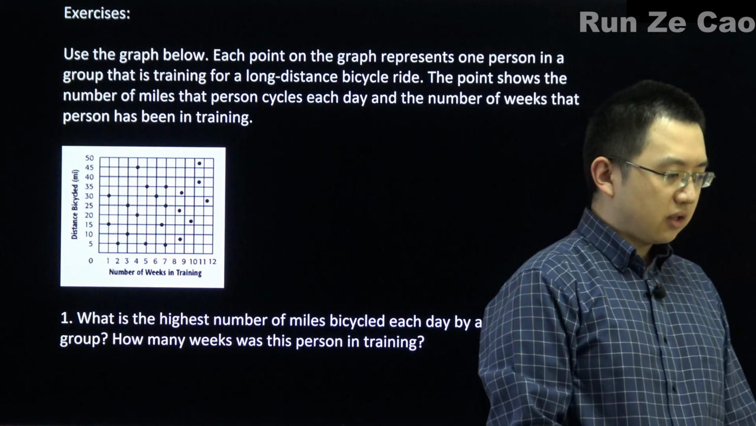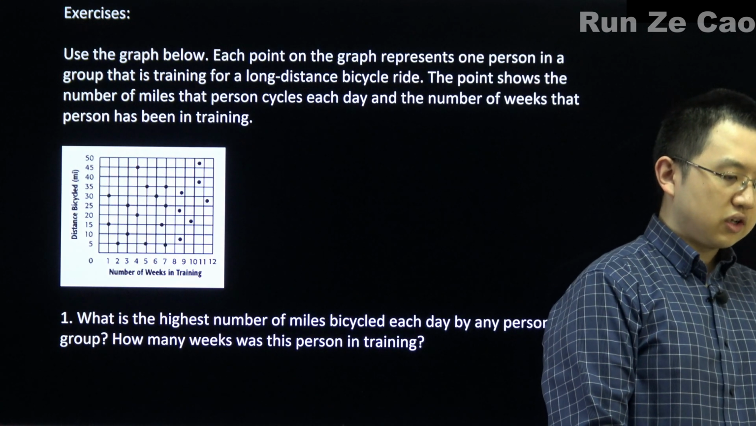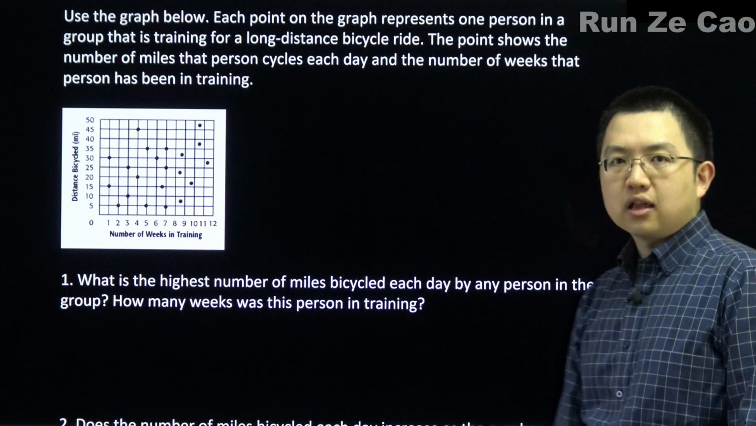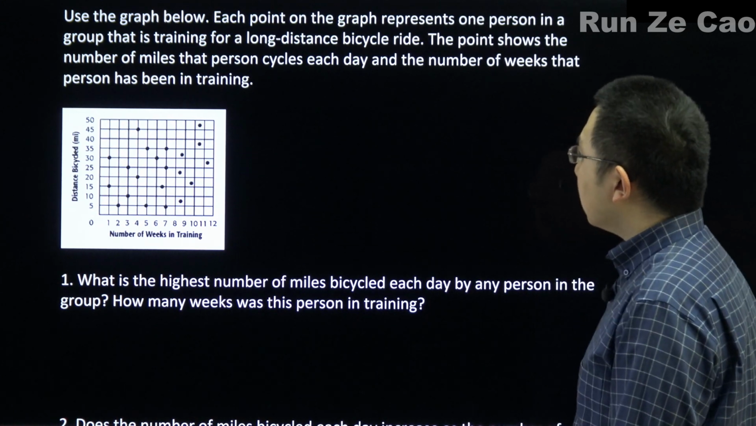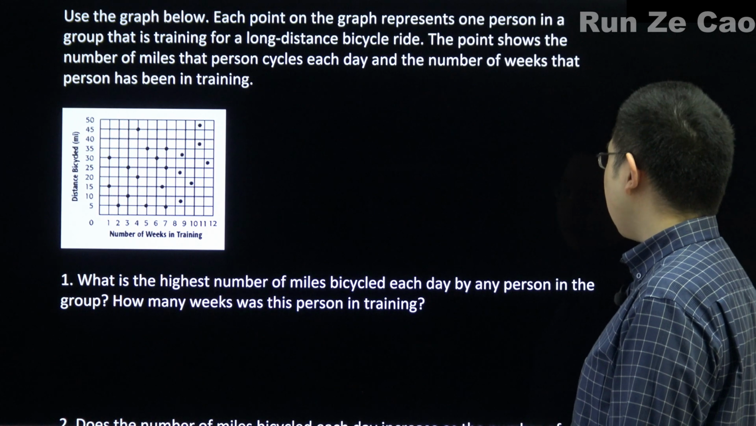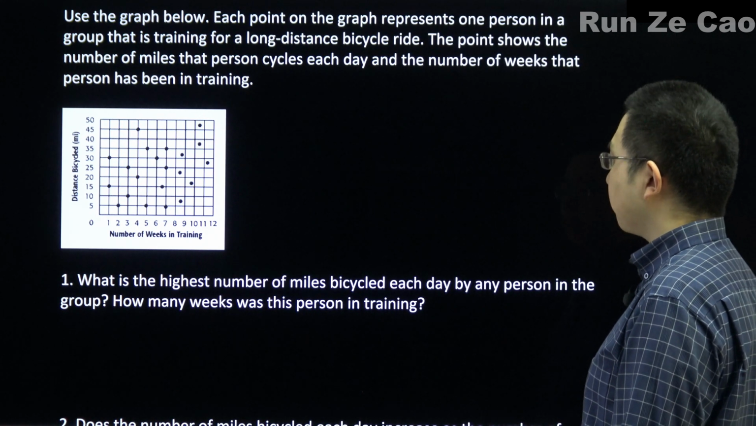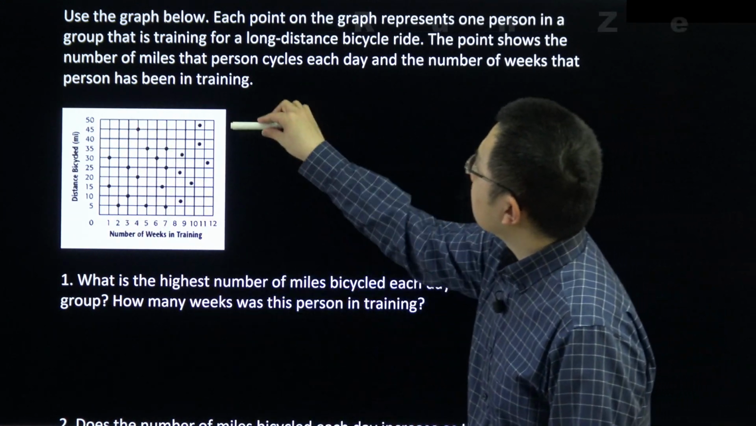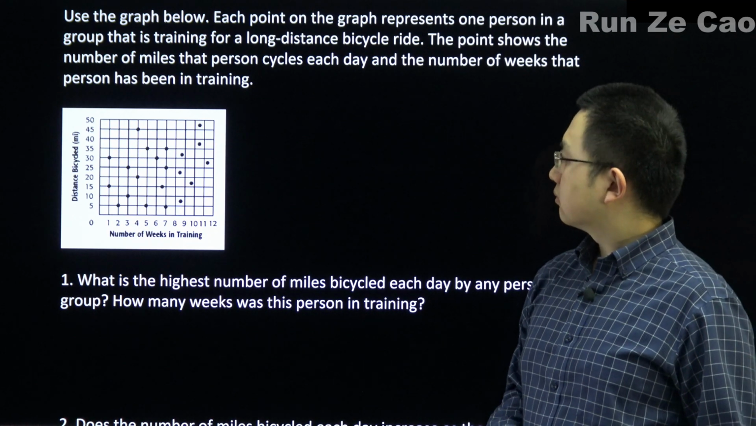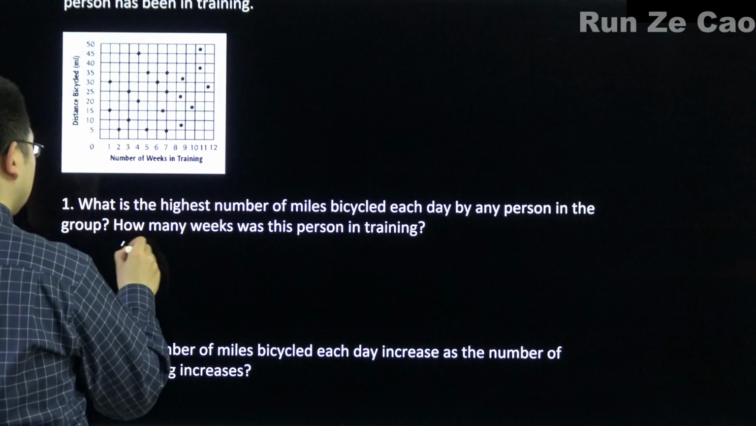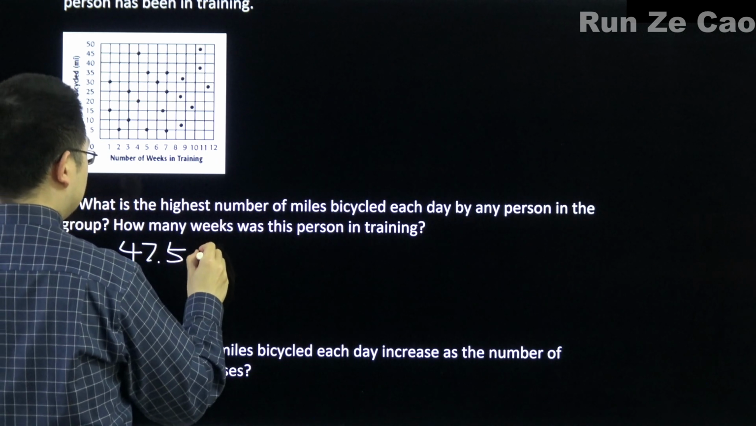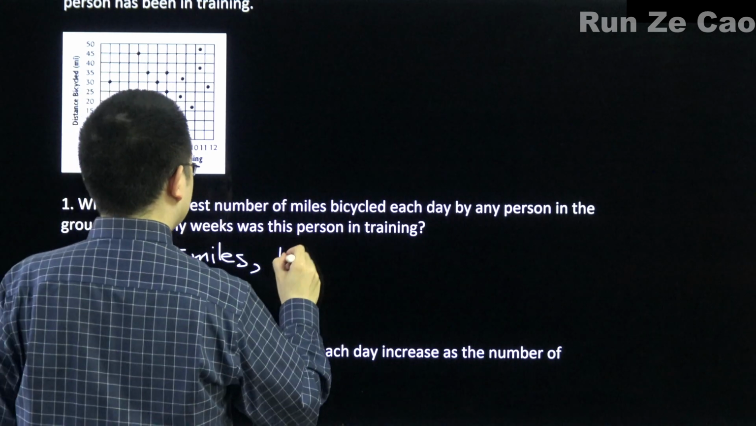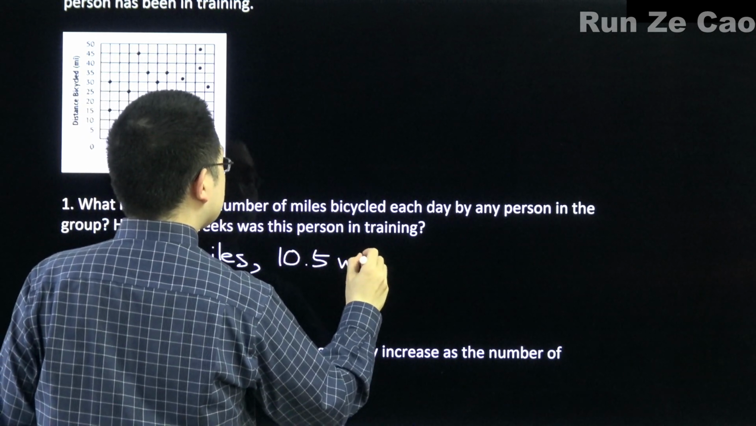So, let's use the graph below. Each point on the graph represents one person in a group that is training for a long-distance bicycle ride. The point shows the number of miles that person cycles each day and the number of weeks that person has been in training. What is the highest number of miles bicycled each day by any person in the group? How many weeks was this person in training? The highest number of miles bicycled was 47.5-ish, it looks like. 47.5 miles. And they were training for 10.5 weeks.